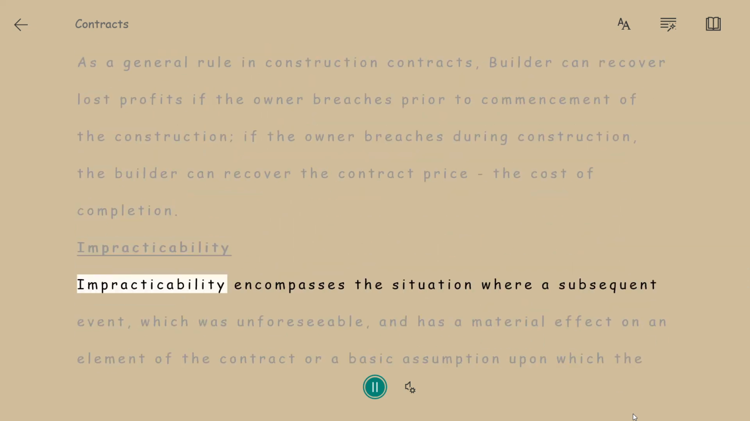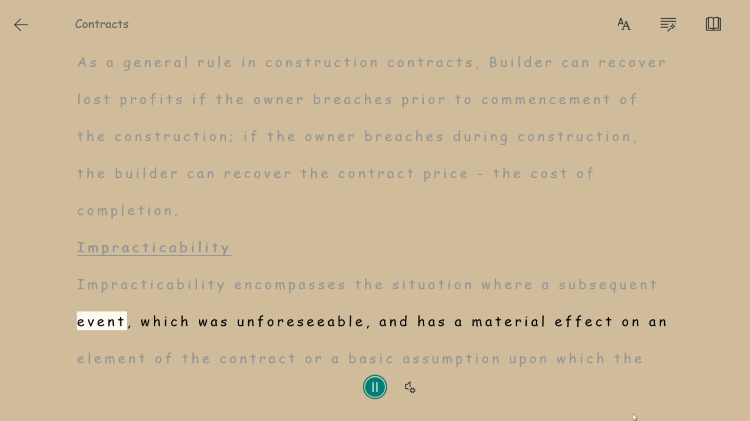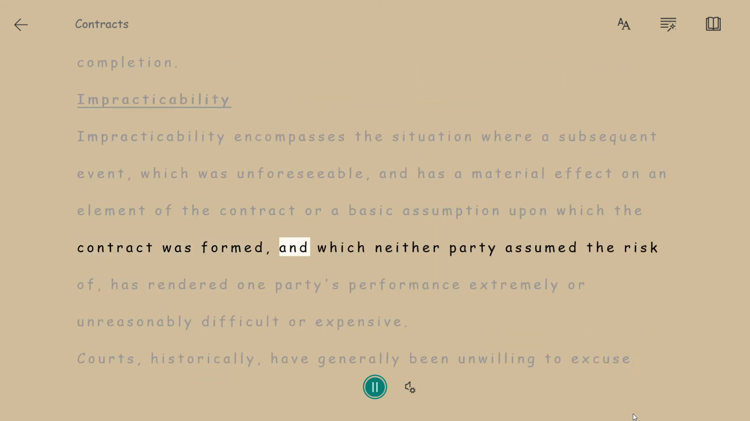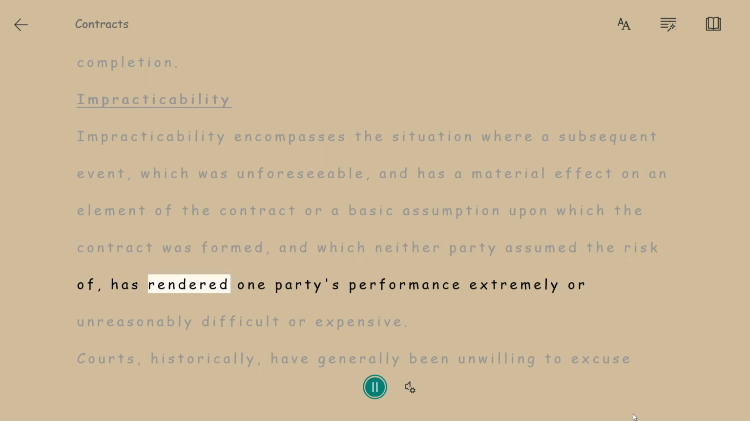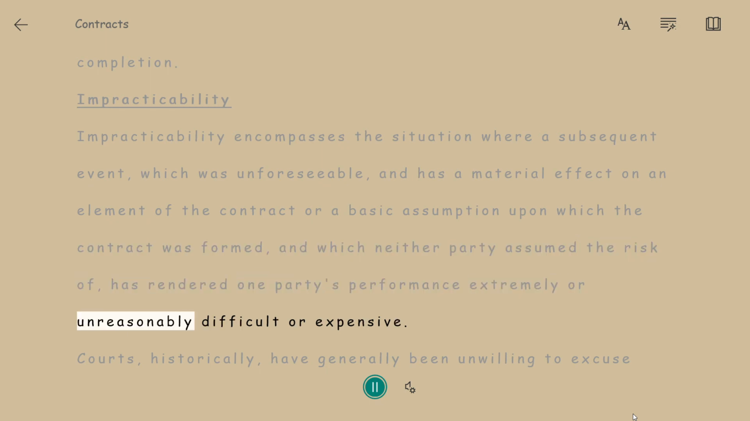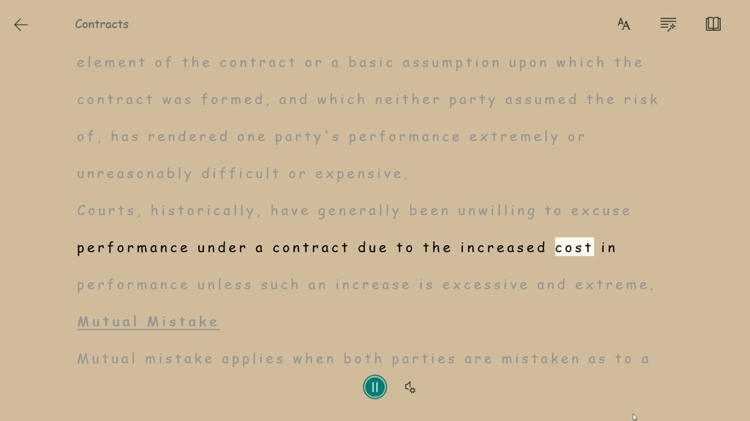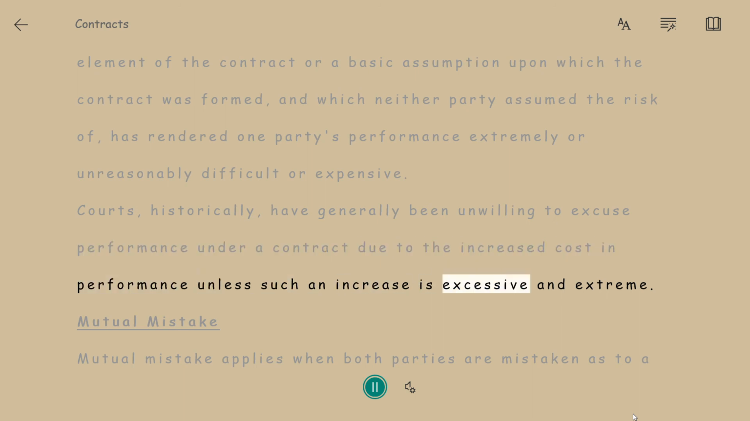Impracticability. Impracticability encompasses the situation where a subsequent event, which was unforeseeable, and has a material effect on an element of the contract, or a basic assumption upon which the contract was formed, and which neither party assumed the risk of, has rendered one party's performance extremely or unreasonably difficult or expensive. Courts, historically, have generally been unwilling to excuse performance under a contract due to the increased cost in performance unless such an increase is excessive and extreme.